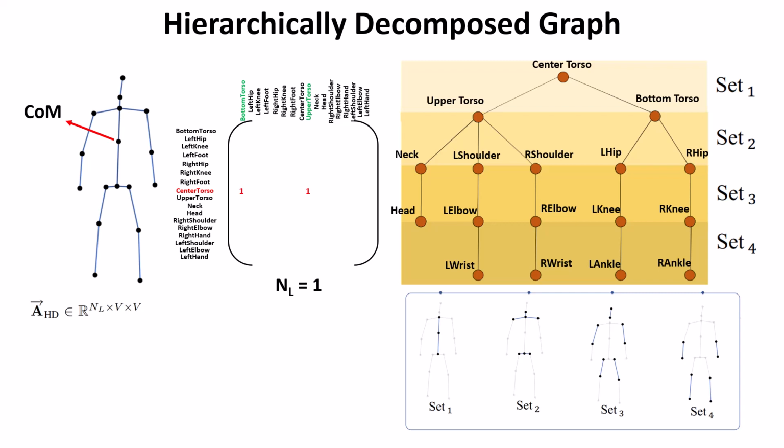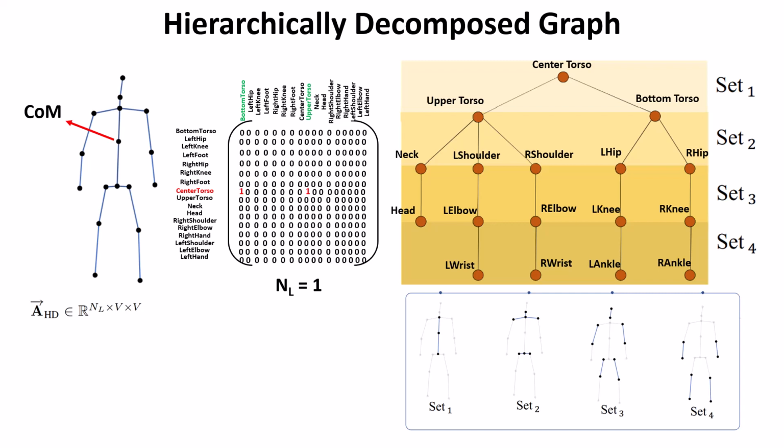But what about the other entries? Those are all 0. Note that it is a directed adjacency matrix, meaning that we only have centrifugal connections from the parent towards the children and not vice versa. You might say why, but just hold on, I will explain it.